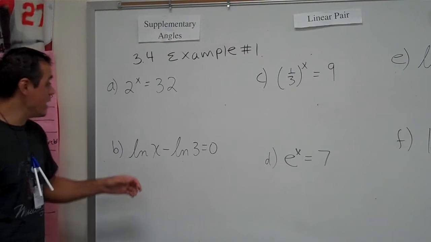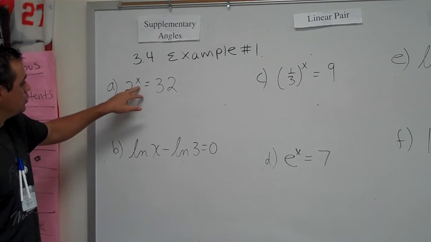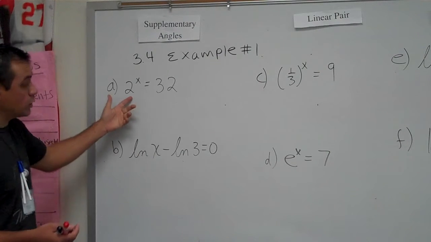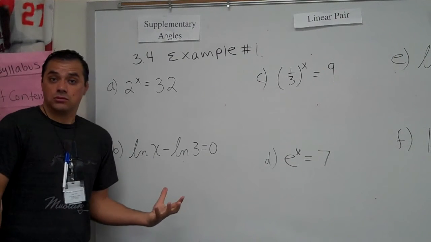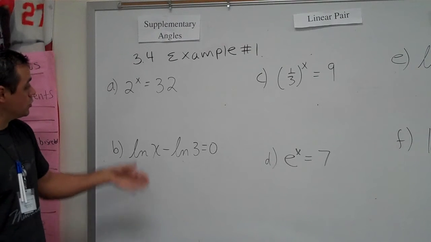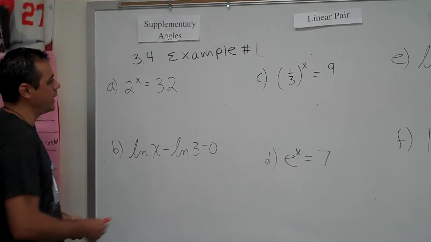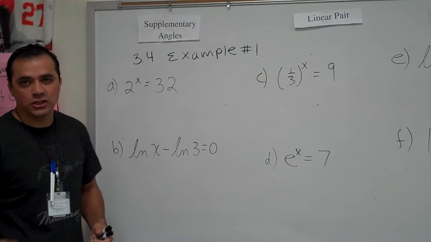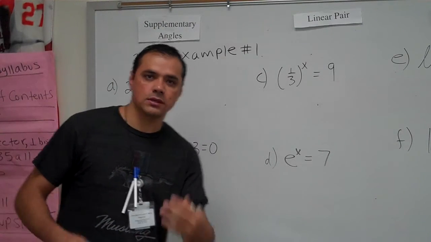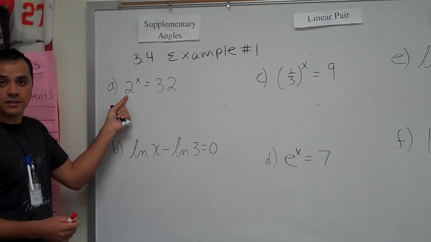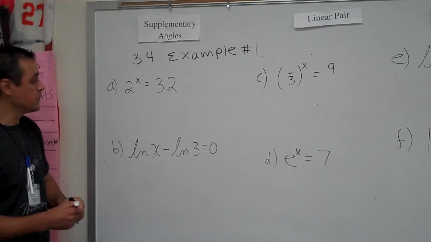Notice on this first one, we have 2 to the power of x equals 32. Some of you may be able to look at this and just do it off the top of your head, which is nothing wrong with that. However, let me show you what's going on behind the scenes. First of all, you will notice that 32 is actually 2 multiplied several times. So we're going to take 32 and rewrite it in this same base right here, base 2.